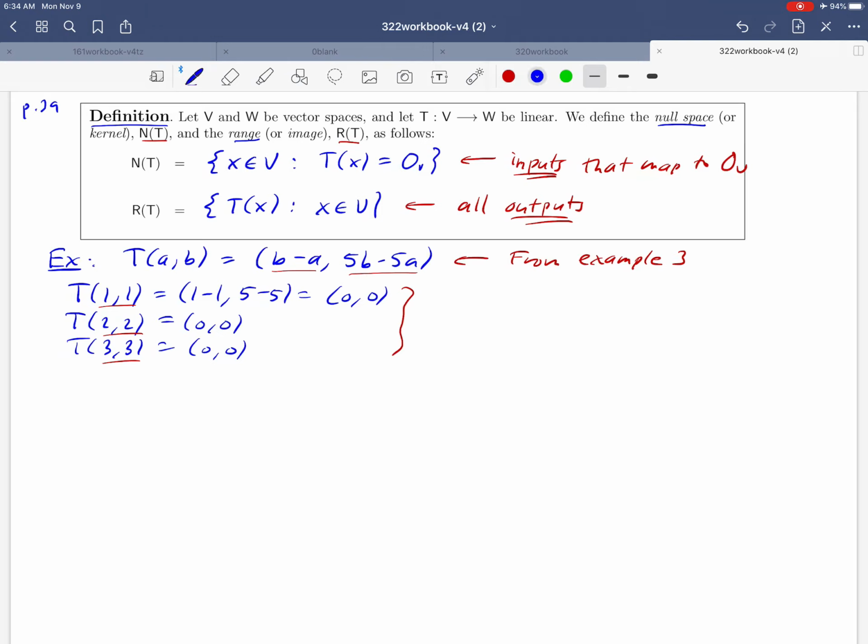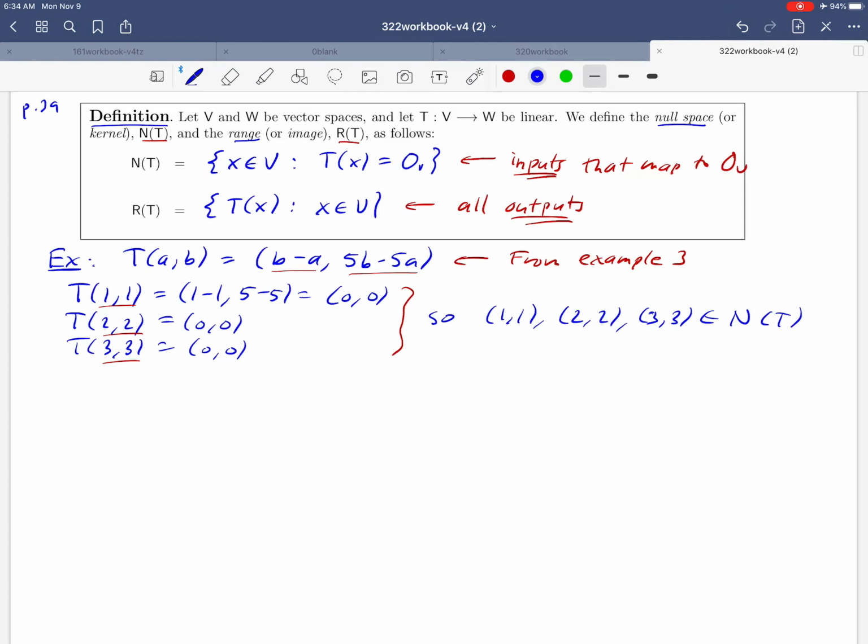Okay, so here's our comment on those vectors. (1, 1), (2, 2), and (3, 3) are all in the null space of T. Kind of interesting that they're all scalar multiples of each other.